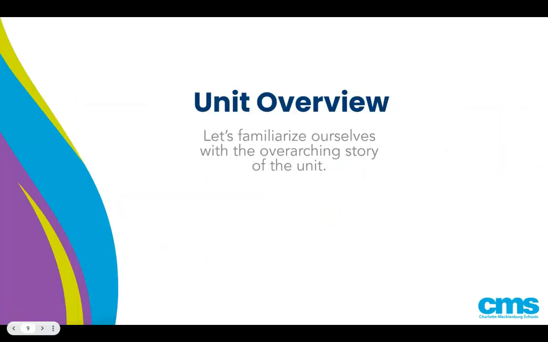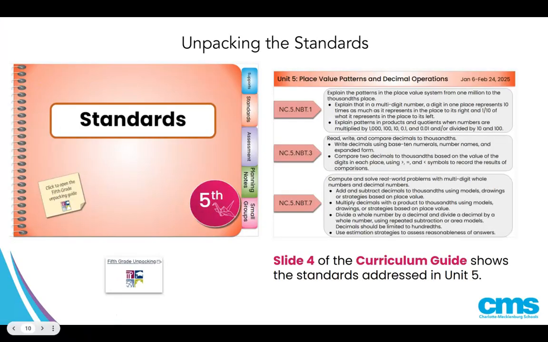Our first section is the unit overview on your note catcher. In this part of our deep dive, we will familiarize ourselves with the overarching story of the unit. We always want to begin a new unit by looking at the North Carolina Standard Course of Study aligned to the unit. The standards are located on slide 4 of the curriculum guide. NC 5 NBT 1, NC 5 NBT 3, and NC 5 NBT 7.